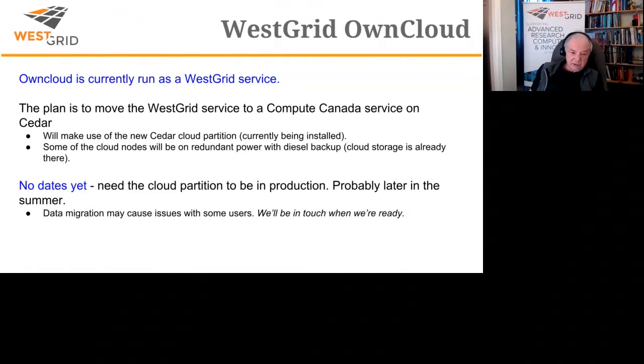So somewhere in the summer, I think we'll have an ownCloud outage and move all the data across and start it up. So there'll be a change, but this is just because I keep getting asked if ownCloud's going to keep going, and yes, it is, but it'll keep going as a Compute Canada service.